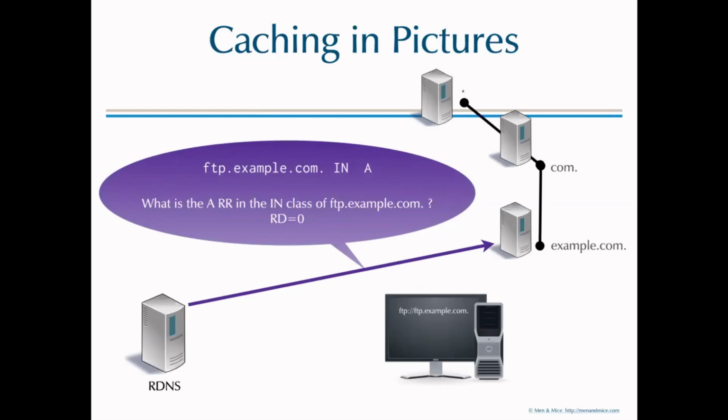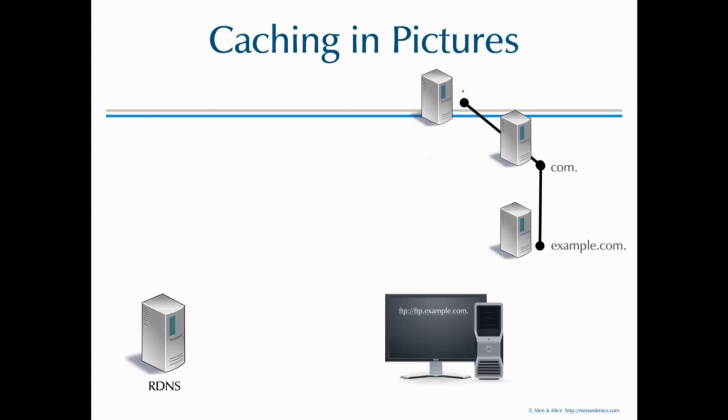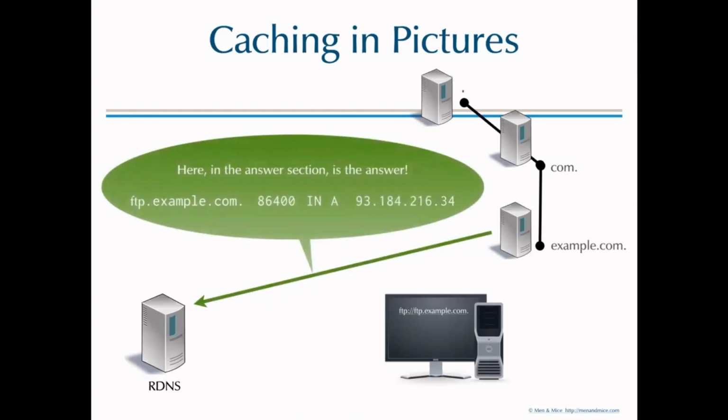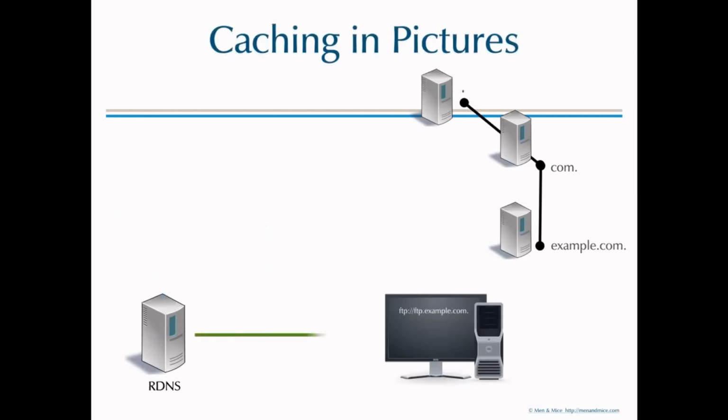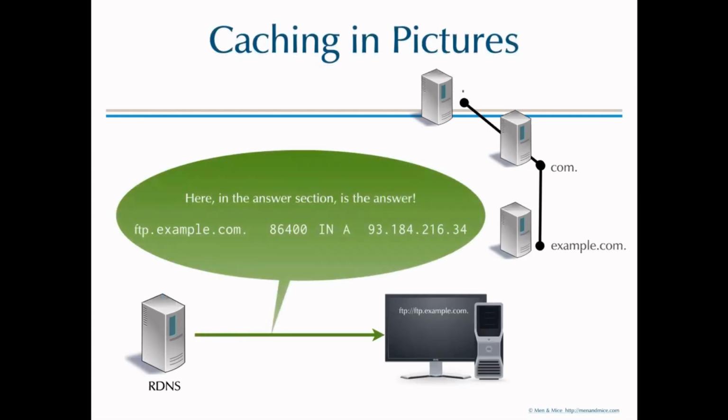And what is the A resource record of ftp.example.com? Recursion is not desired. Iterative query. Not only a response, but an answer in the answer section. He's going to cache that answer as well and provide an answer in the answer section again for the client. And we have a happy client.